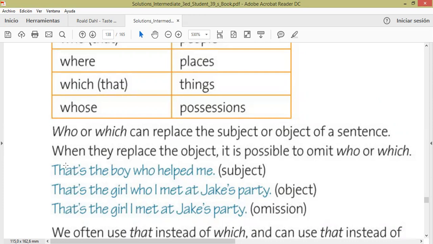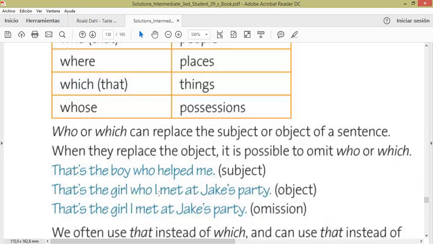Let's see some examples. That's the boy who helped me. Subject. In this case, the relative pronoun who is the subject of the verb in the clause. The boy helped me. That's the boy who helped me. In this case, this relative pronoun cannot be omitted.